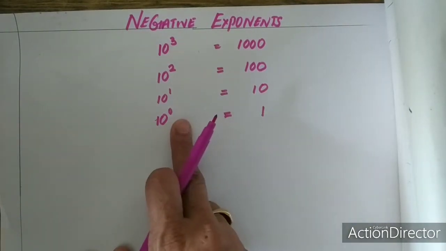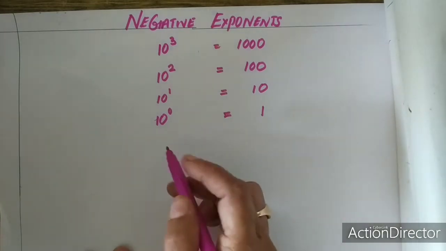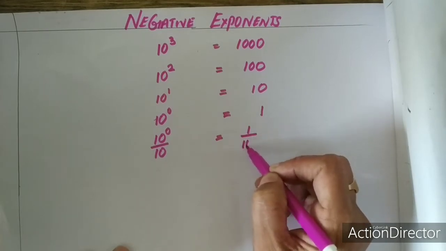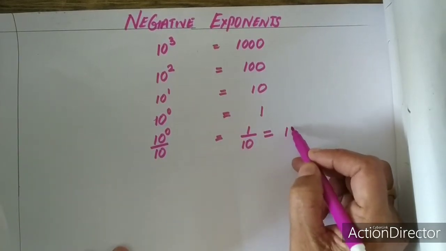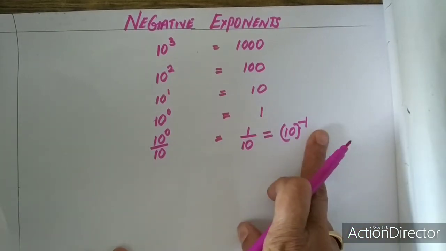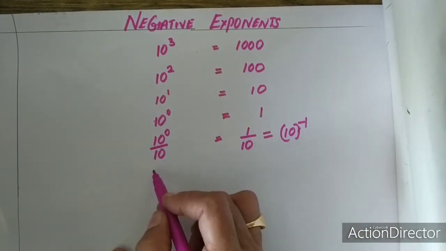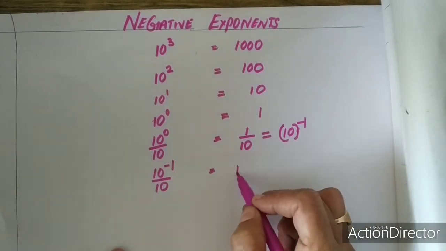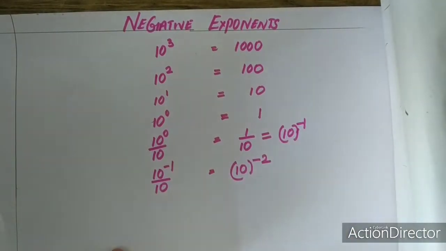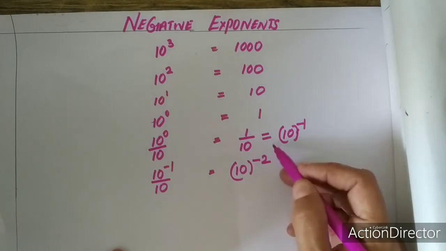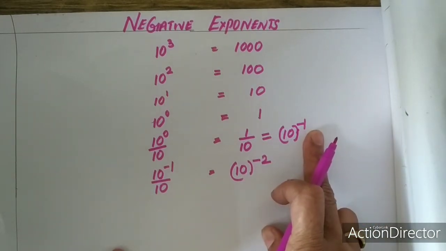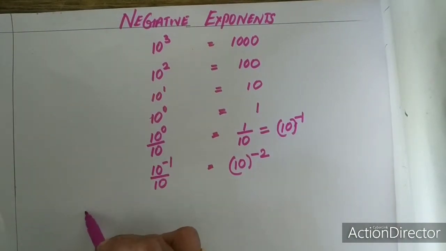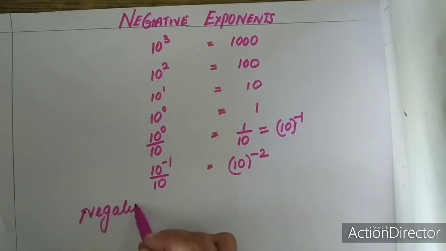Now after 10 power 0, if you divide by 10, that is 10 power 0 divided by 10, which is equal to 1 upon 10. This 1 upon 10 is written as 10 raised to the power of minus 1. So you are getting a negative power here. Next, if you divide 10 power minus 1 by 10, it will be 10 power minus 2. These exponents are called negative exponents. You should know how to make negative exponents positive. Negative exponents are made positive just by reciprocaling the number.